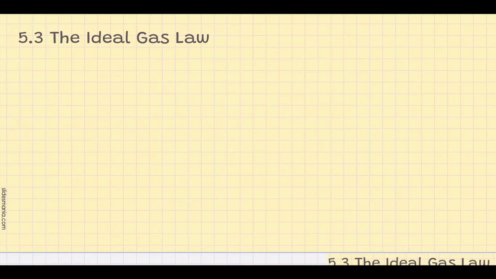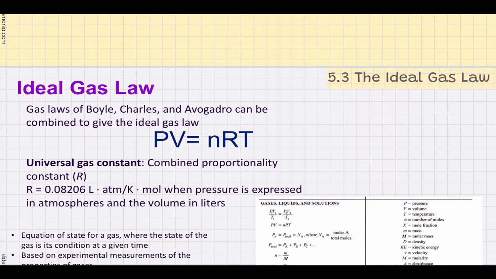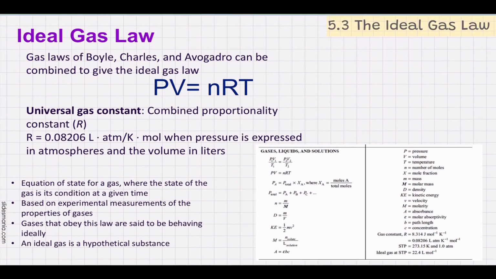Hi, this is a video where I'm going to be covering mainly 5.4, which is gas stoichiometry, and 5.5, which is Dalton's law, partial pressure. But I do want to talk about the ideal gas law. The ideal gas law is pressure times volume equals moles times the ideal gas law constant times temperature.